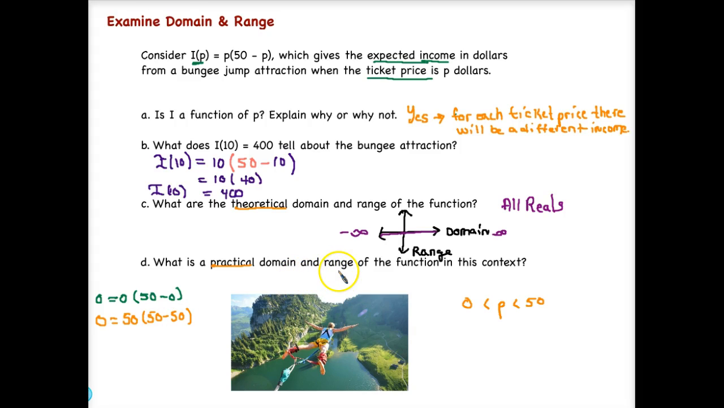How about the range? Well, the range is going to be a function of our ticket price. Because remember that income, which is our range, depends on the price. I could take and I could plug numbers into this equation and figure out our range, but sometimes an easier way to think about range is by looking at a graph.